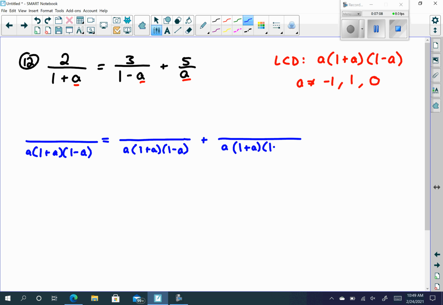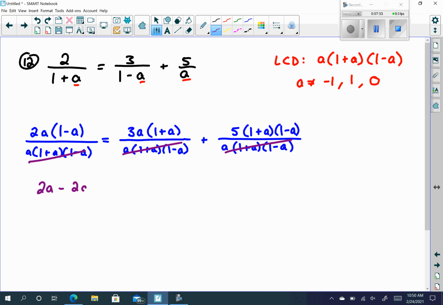And adjust our numerators. So the 2 needs to get multiplied by the a and the 1 minus a, because it just had the 1 plus a. The 3 needs to get multiplied by an a and the 1 plus a. And the 5 had the a, so it needs to get multiplied by 1 plus a times 1 minus a. So now I can cross out my denominators. Carefully distribute here. This will give me a 2a minus 2a squared. Over here will give me a 3a plus 3a squared.